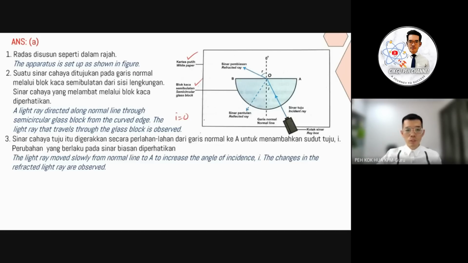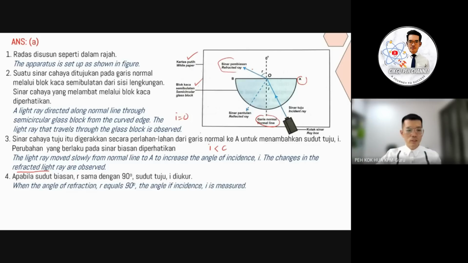Then second, you have to give the procedure for the observation for i less than the critical angle. It will be like this. The light ray is moved slowly from the normal line to increase the angle of incidence. The changes in the refracted light ray are observed.